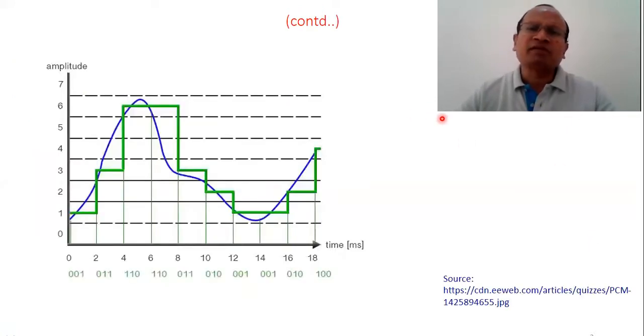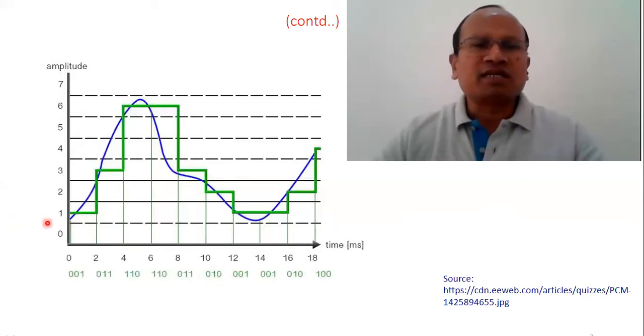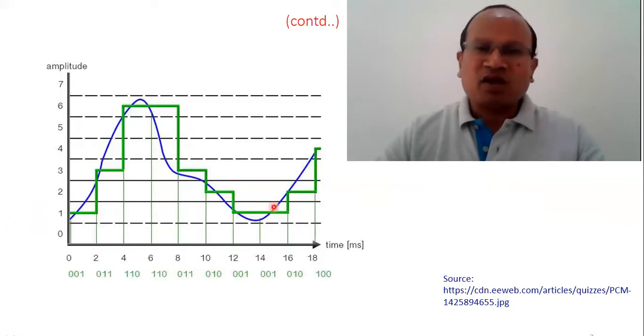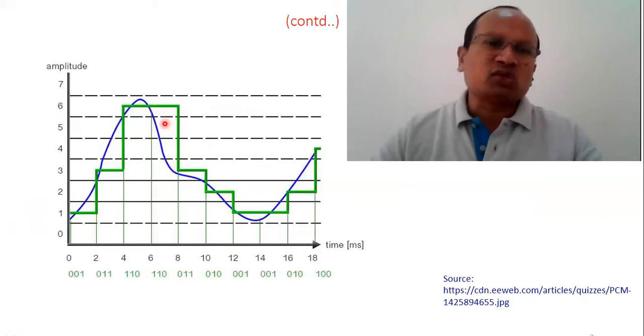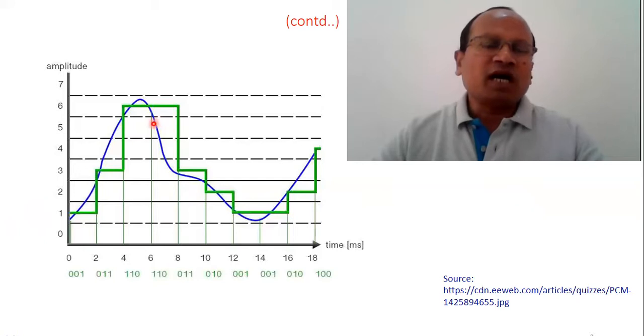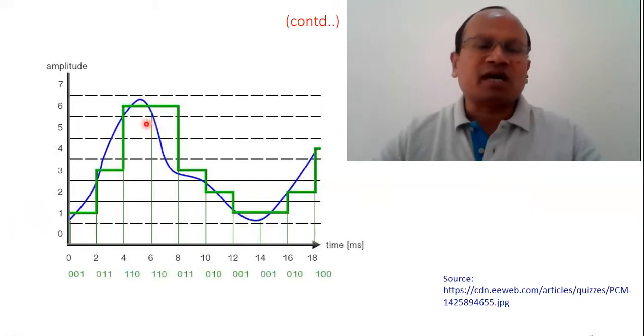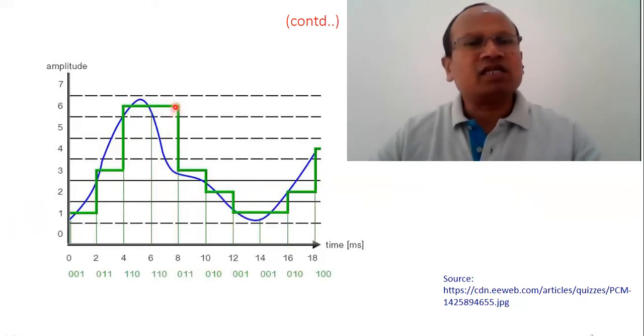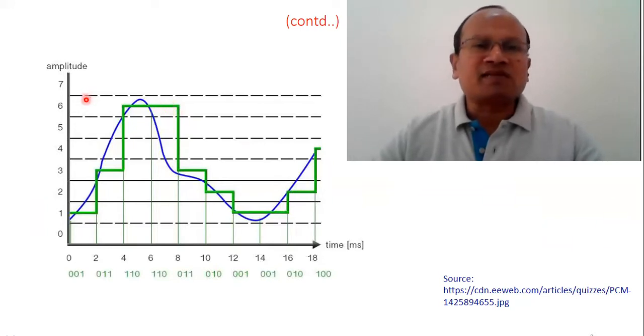This is one example where you can see that the blue colored signal is the analog signal which we want to encode. The green colored signal is the approximated signal, which is the quantized signal. Between these two, there is a signal in terms of samples. We have not shown the samples here; rather, we have displayed the approximated signal, the green colored signal. And there are 8 quantization levels.